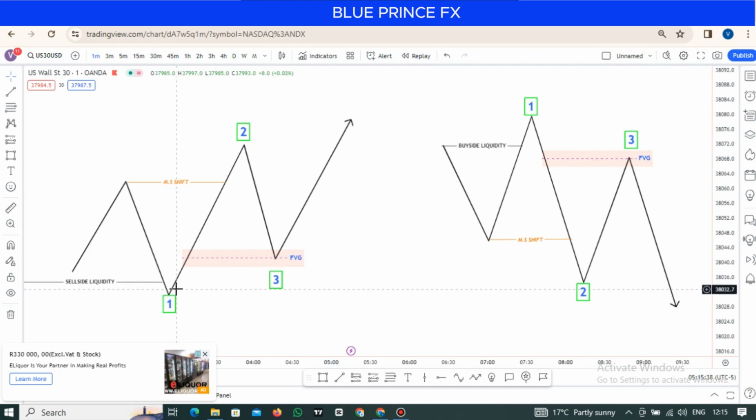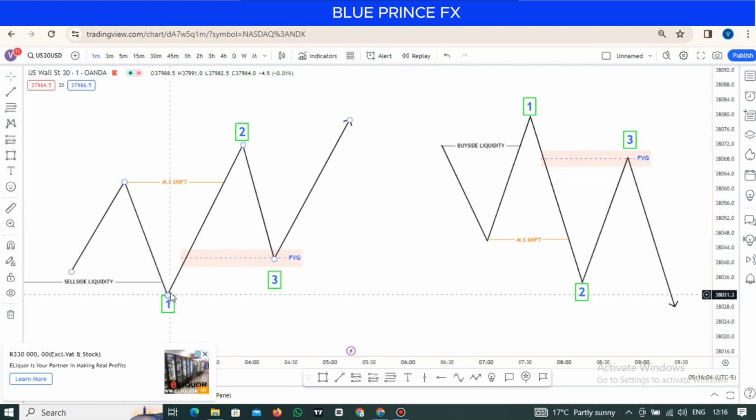A fair value gap, when it's forming, tells us that price is inefficient, and when price is inefficient, the algorithm will want to come back and efficiently deliver price. That means if a bullish fair value gap is formed, it means it's a BISI. That means buy side was offered but sell side was not offered, right? So the market at some point has to retrace to this fair value gap and continue going up. So you want to see a fair value gap forming in between the displacement low, which is 1, and the displacement high, which is 2.